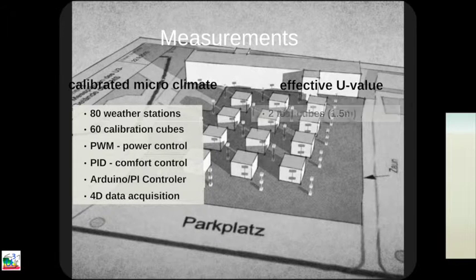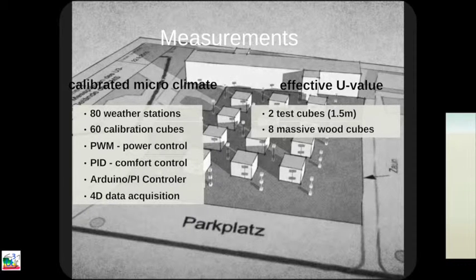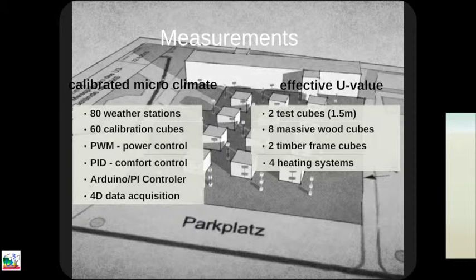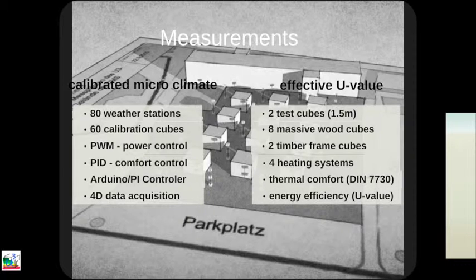For the effective U value, we'll start with 2 test cubes that are currently running in the cellar of the school because of the weather. We'll have 8 massive wood cubes erected in September. We'll have 2 timber frame cubes. We'll have at least 4 different heating systems in every single cube. We'll measure thermal comfort according to DIN 7730, and by that we'll be able to do energy efficiency measurements. Basically, we'll find the real effective U value of the materials concerned.